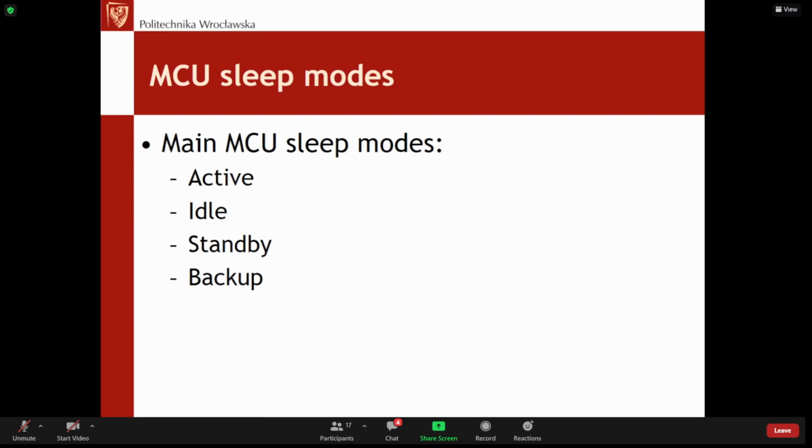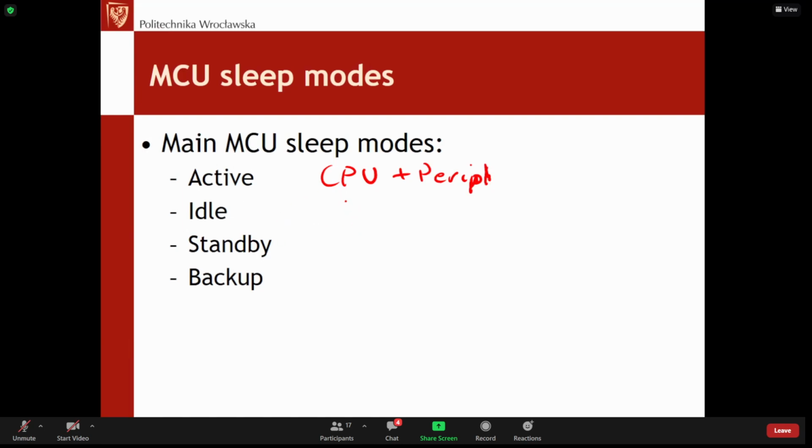Besides the CPU, we've got a various set of peripherals, and we can generally classify the sleeping modes into 4 major categories. They have different names sometimes from manufacturer to manufacturer, but the general meaning or grouping is the same. So the first mode, active mode, is the mode where everything works. In the active mode, the CPU works and all peripherals are working. So this is active mode.